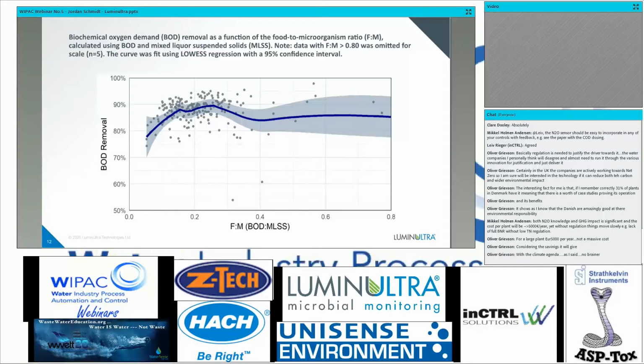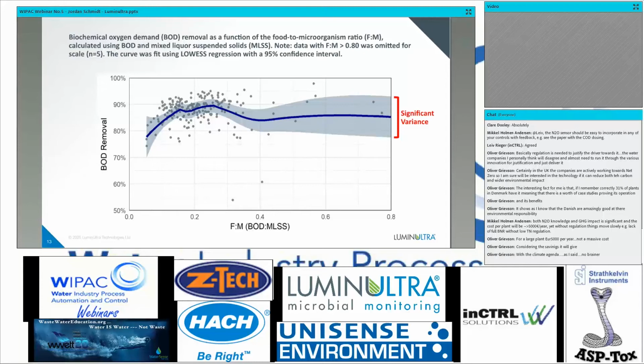And then the curve was fit using the lowess regression, and it has a 95% confidence interval represented in the shaded band. Just a note on the lowess regression, that's a local regression model. It's not drawn in, it's fit using our statistical software.